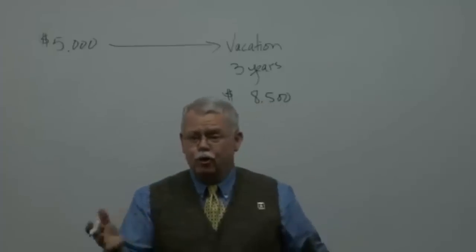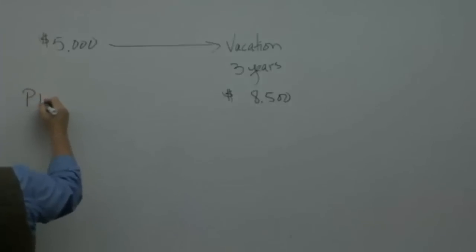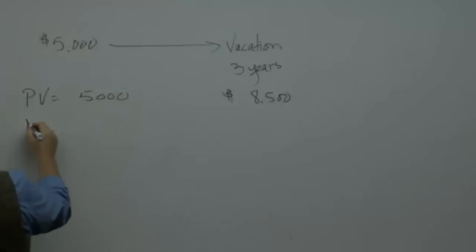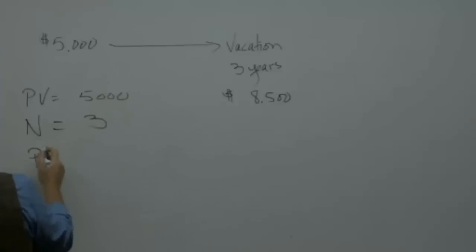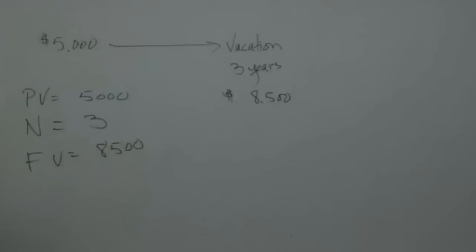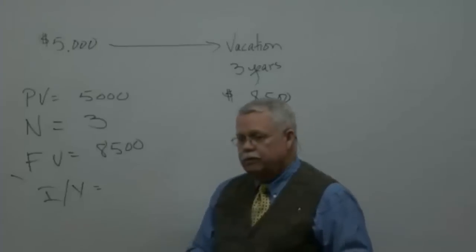The way I will ask you to show this on an exam: in this case, we're going to have a present value, it's $5,000. We're going to have a time period, in this case 3 years. We're going to have a desired future value of 8,500. What do we want to calculate? IY. So my symbology for that is apostrophe IY. Apostrophe means calculate. Okay? And that will be your answer.